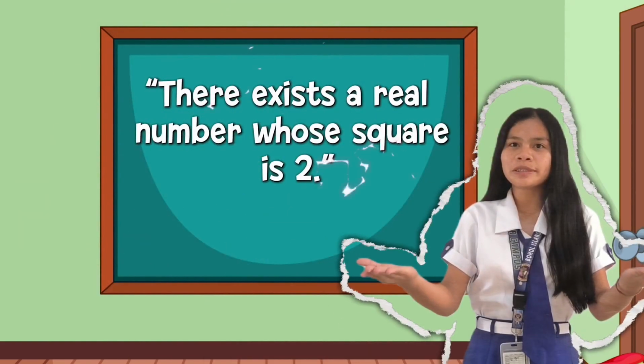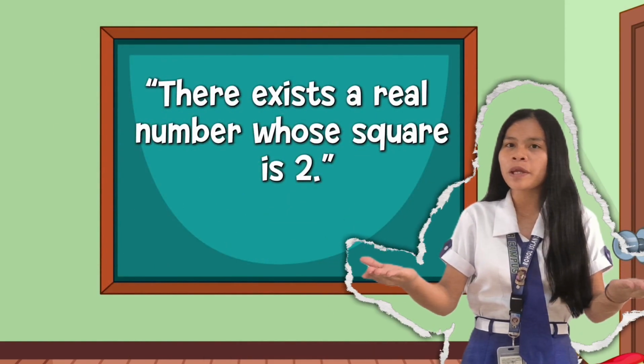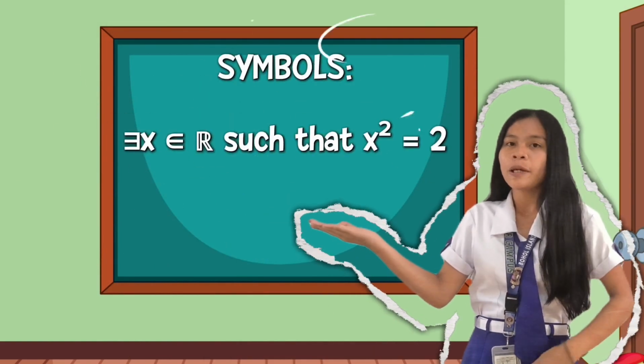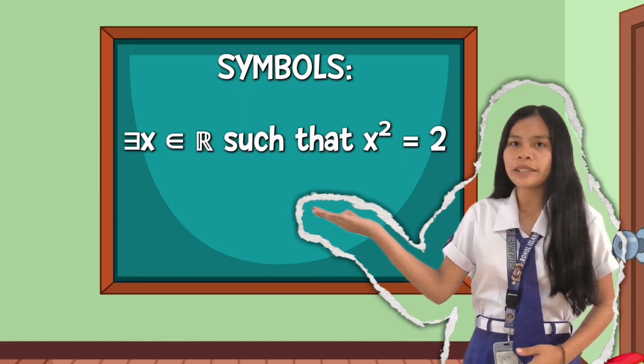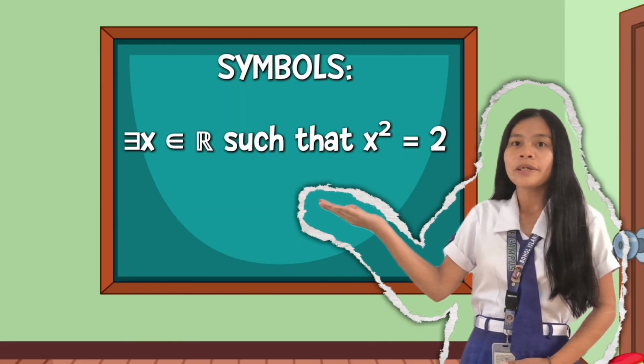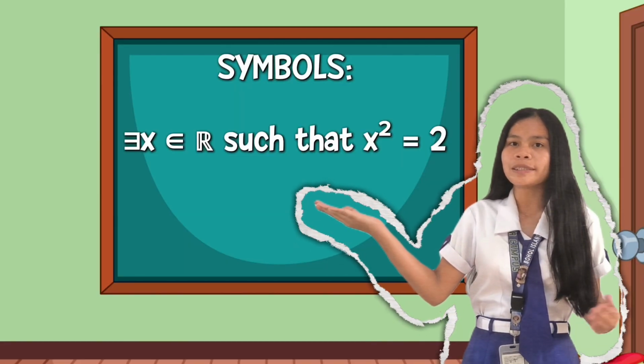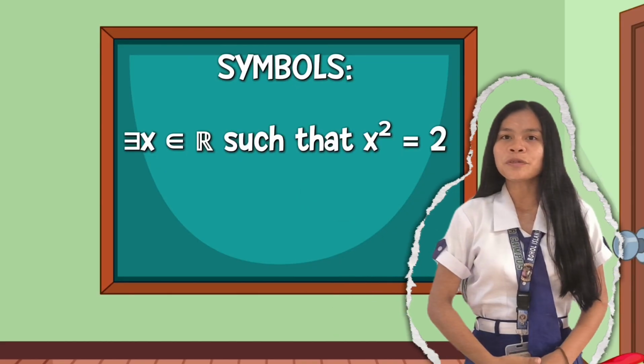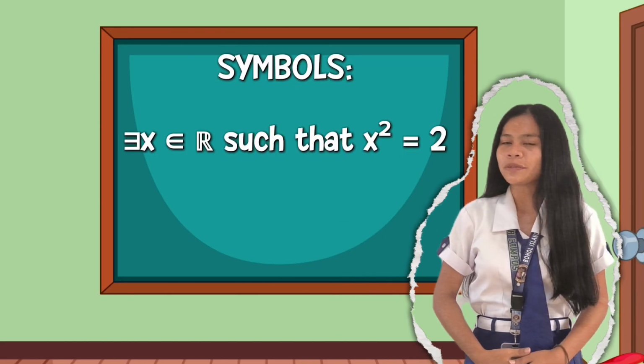Do you want more examples? Okay, so we have another one. This statement: there exists a real number whose square is 2. In symbols, there exists an x which is an element of the real numbers such that x squared is equal to 2. This is true because the square root of 2 is a real number.